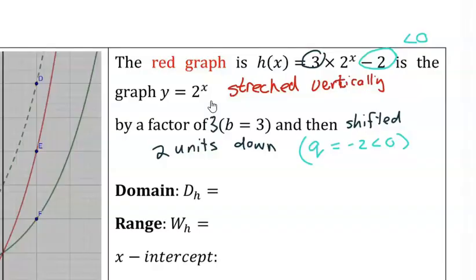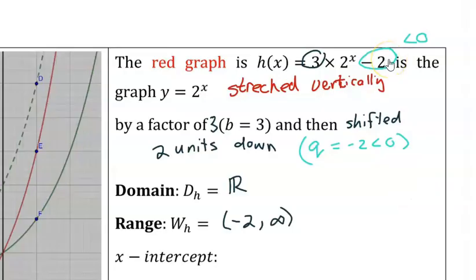My domain is again all real numbers. My range, what will happen to my range? If I just look at that part there, then it stays 0 to infinity, but now I'm moving it 2 units down, so it was from 0 to infinity, but now I'm shifting it 2 units down, so it's starting at minus 2 to infinity.